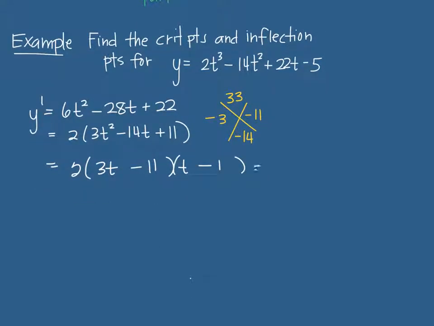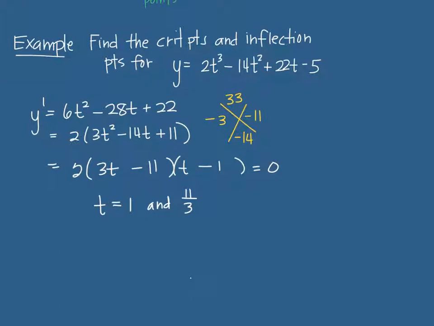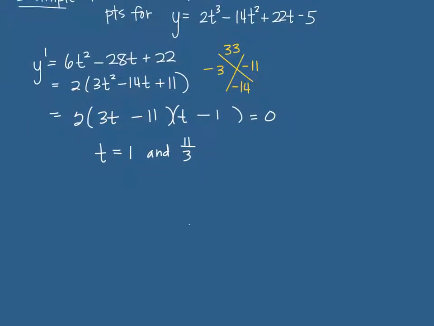So my t values, when I set that equal to 0, I'm going to get t equal to 1, and I'm going to get t equal to 11/3. Now setting that equal to undefined is not necessary because this is a polynomial, and the polynomial will not produce any critical points at an undefined position. Okay, now we're ready to do the second derivative.